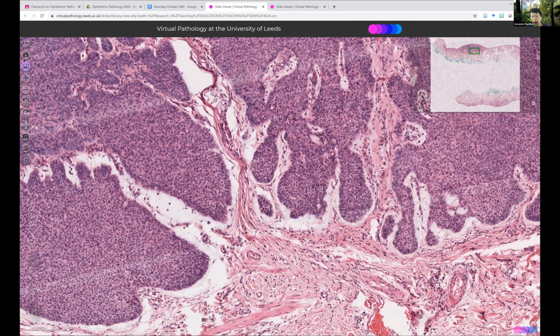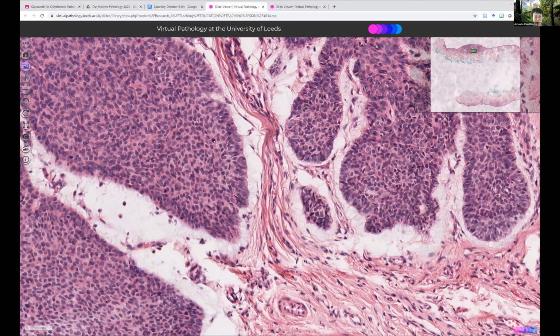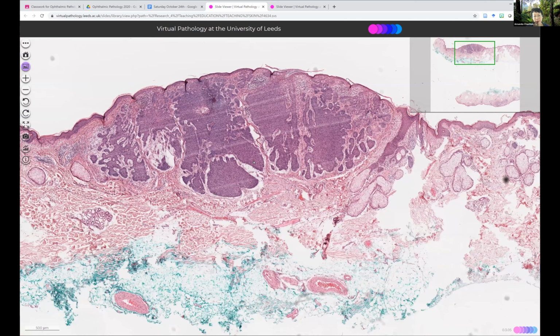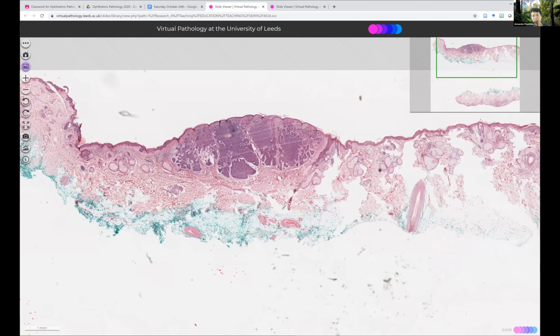BCCs, although they grow very slowly, often have a very high mitotic rate, but they also have a very high apoptotic rate, so they grow slowly. Prognostic factors that I would look at: the type. It's not an infiltrating, sclerosing, morphoeic type. It looks like a solid or nodular type, and the margins are clear.